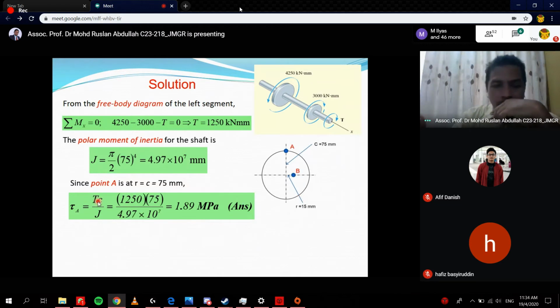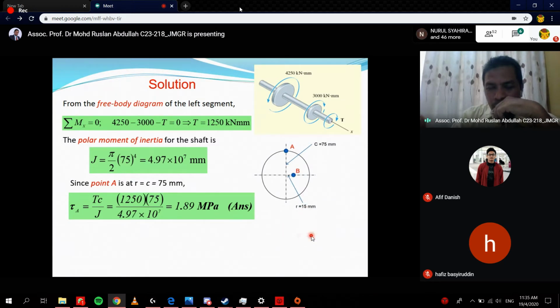Okay, so this is the T, this is R or C, and this is the J. So the shear stress at point A equal to 189 megapascal. That is the first part, to determine the stress at point A. The next question is to determine the stress at point B. This is the location of point B, and the distance from the center equal to 15 millimeter.